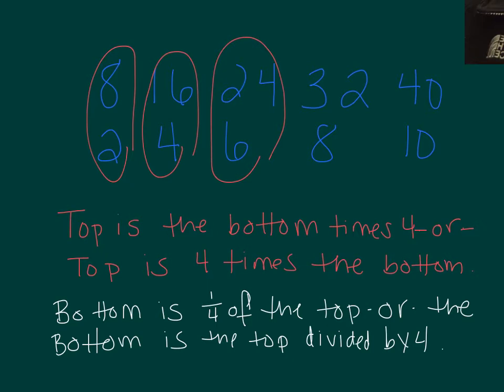If we flip it around and look the other way and think about how the bottom number is related to the top number, we can see that the bottom is a fourth of the top. Another way to say that is the bottom is the top divided by 4.